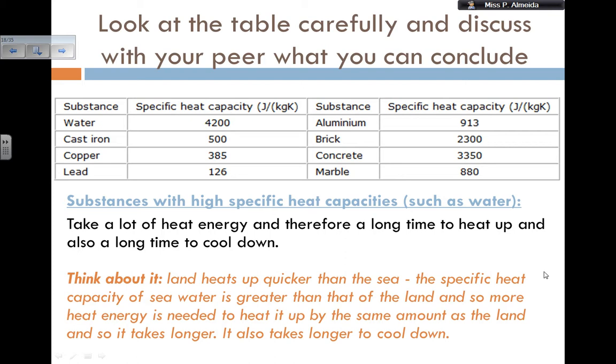Okay, let me see what I said there as well. So land heats up quicker than the sea. I'm going to tell you about it in the next slide. The specific heat capacity of the sea water is greater than of the land, so more heat energy is needed to heat up by the same amount as the land. So the water and the land don't heat by the same amount if you give the same energy at the same time, and it also takes longer for the water to cool down.